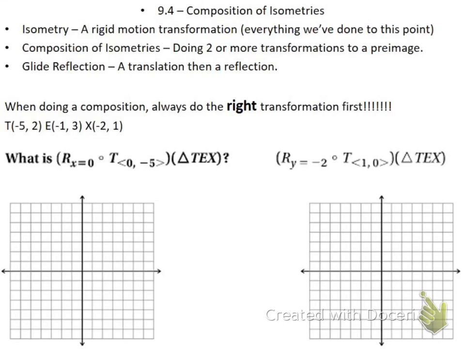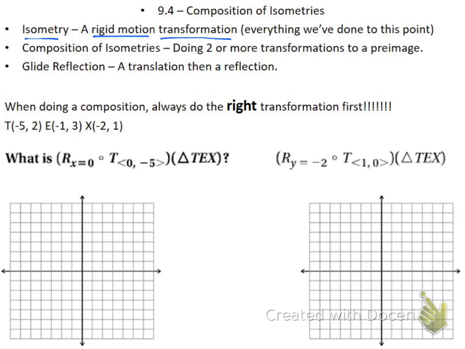Okay, today we'll be kind of putting everything together. So today we're doing composition of isometries, and all an isometry is just a rigid motion transformation, which is everything that we've done up to this point: reflection, rotation, and translation. So composition of isometries is just doing two or more of them, one after the other.